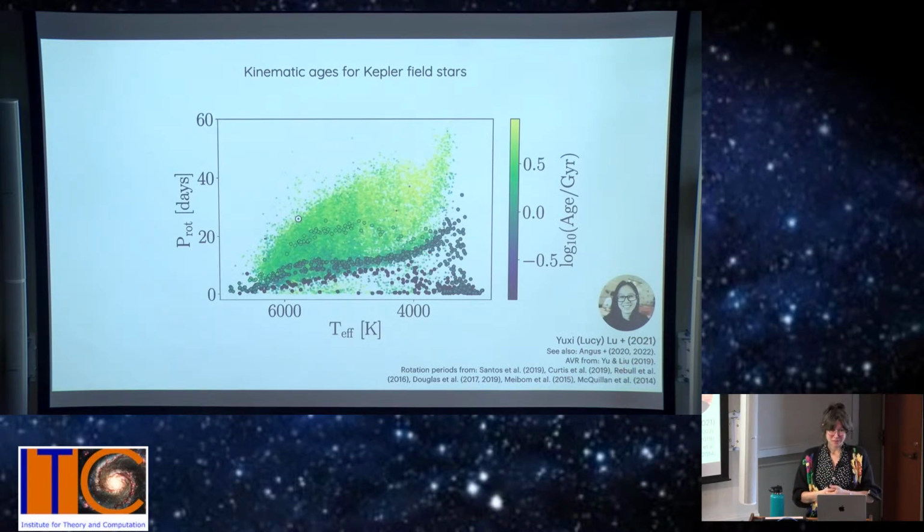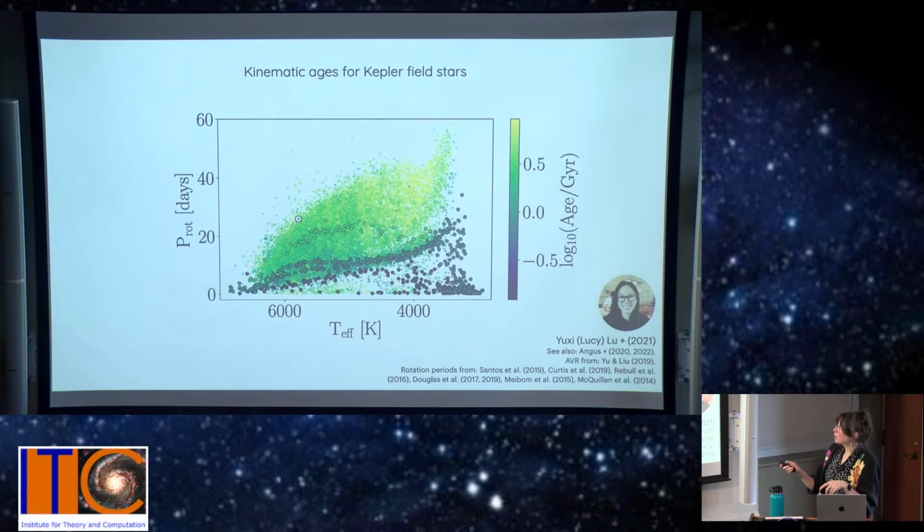And so a graduate student at Columbia that I've worked with a lot, Lucy Liu, and I came up with a solution to this problem where we actually use galactic kinematics to try and understand the ages of these stars so that we can then use them to calibrate gyrochronology. So let me just explain how we did that.